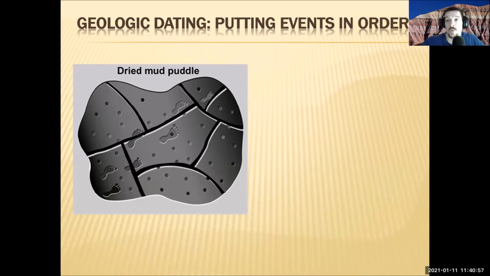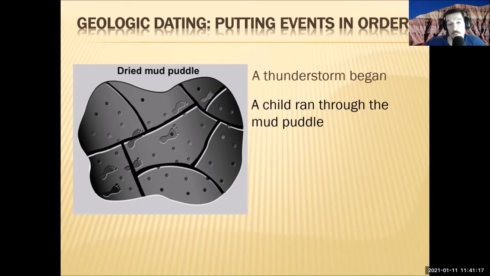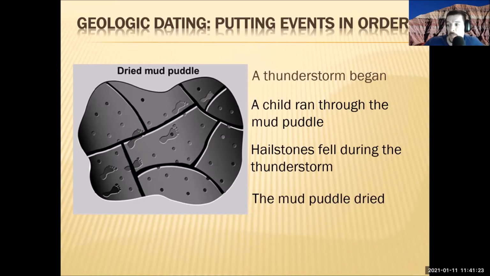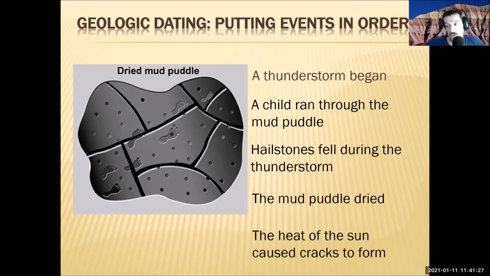That's all you need. When we're talking about geologic dating, we're basically trying to put events in order. What happened first? What happened last? When you look at this image, you might come up with a conclusion as to what happened. First, we had a thunderstorm. Then, after that, a child ran through the mud puddle. We then had hailstones that fell during the thunderstorm and the mud puddle dried. The heat from the sun caused cracks to form, and that's the story behind the dried mud puddle.